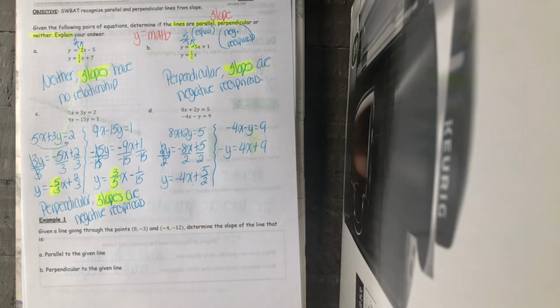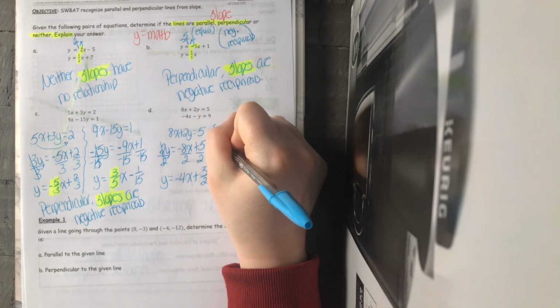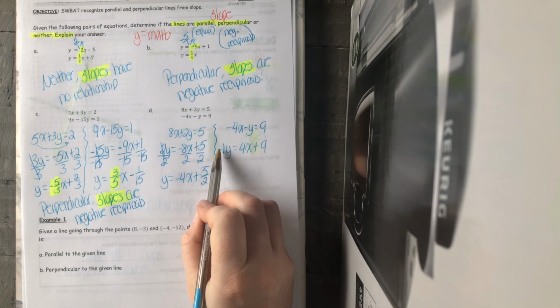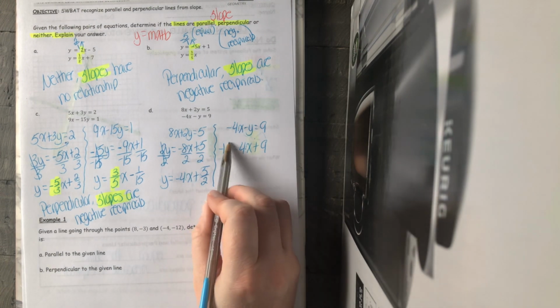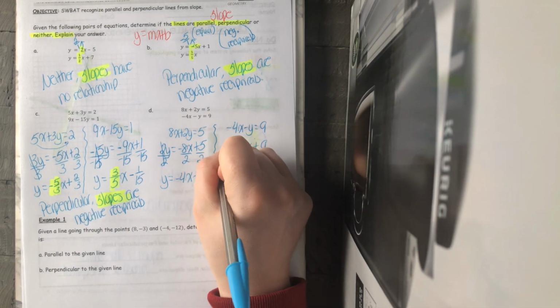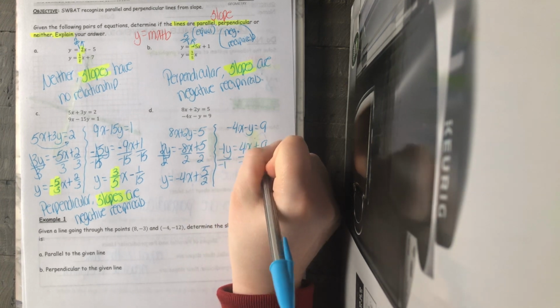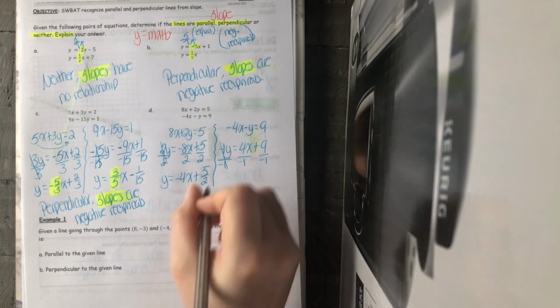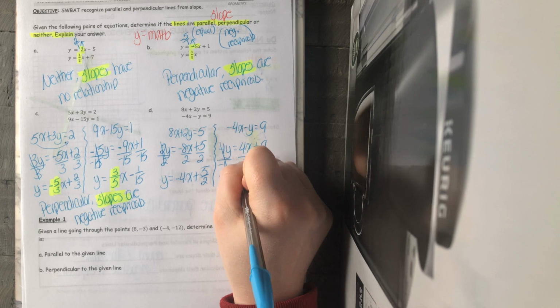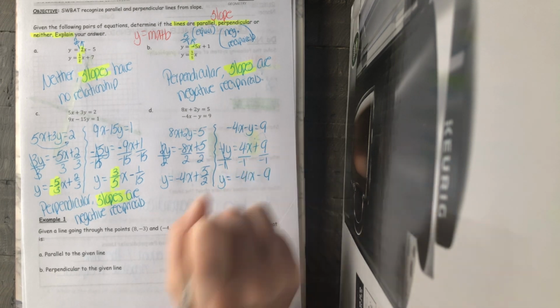And then here, I know that there's a coefficient, even though it's invisible, it's really like an invisible 1. So I have a negative 1 in front, so the opposite of multiplication is division. I'm going to divide negative 1 on each term. So now we get y equals negative 4x minus 9.